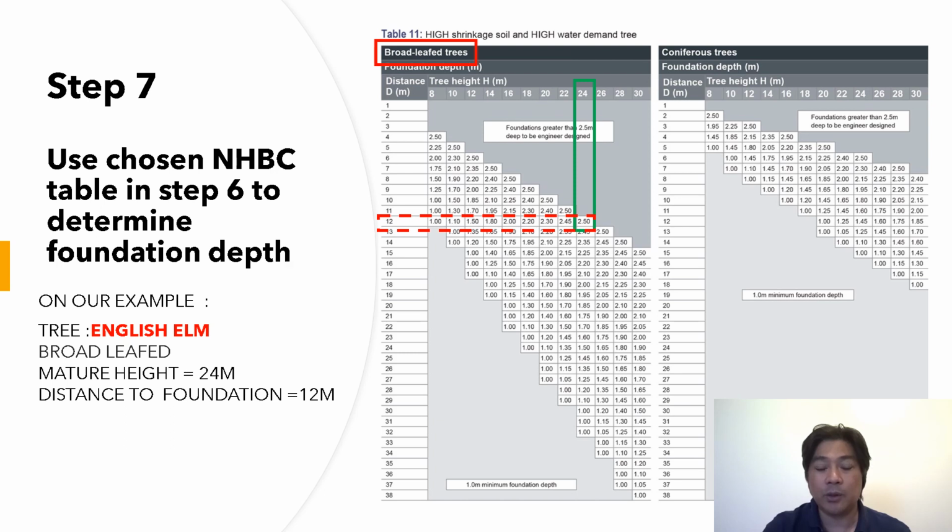And we also draw a box from the distance to the foundation, which is 12 meters. The intersection of the green box and the red box is 2.5 meters. That is therefore the answer. So 2.5 meters is our depth from the normal ground level.